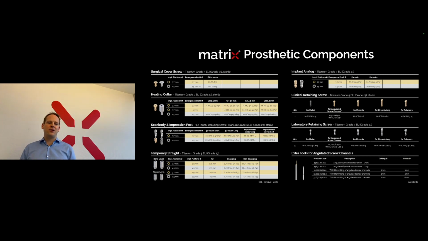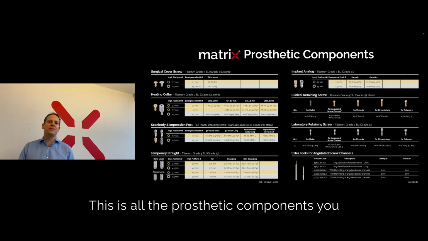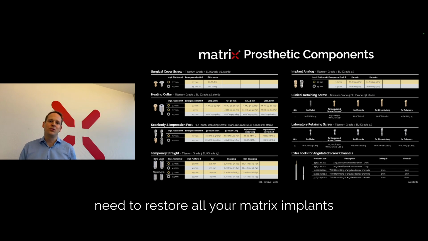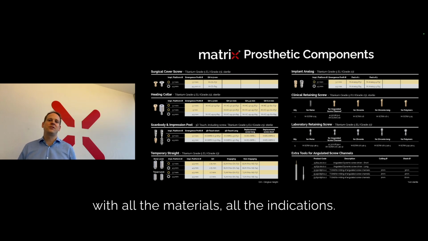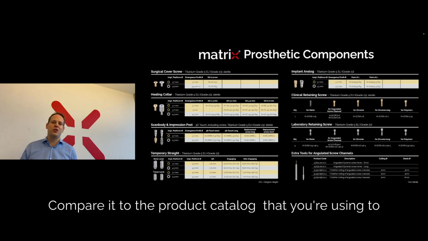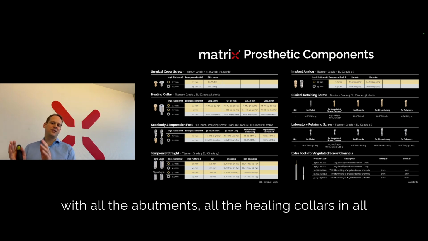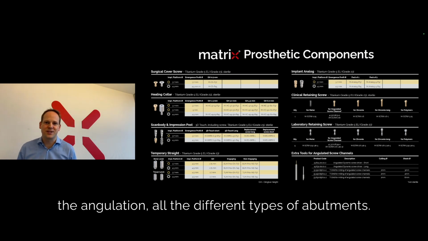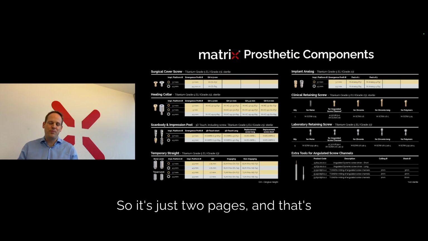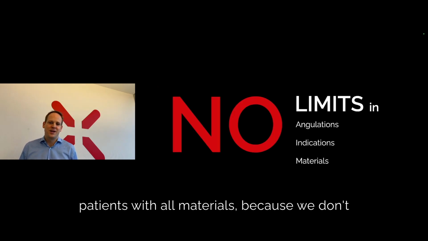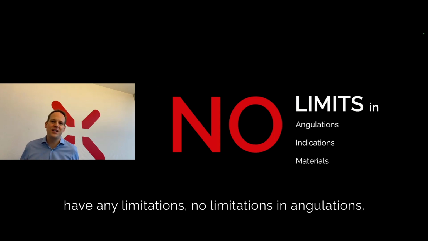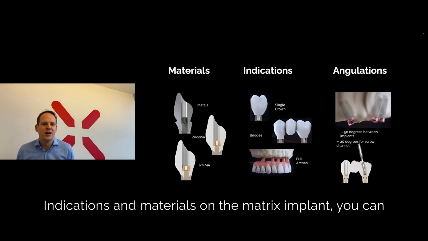This is our product catalog. It has 2 pages. This is all the prosthetic components you need to restore all your matrix implants with all the materials, all the indications. Compare it to the product catalog that you're using today with all the abutments, all the healing colors in all the angulations, all the different types of abutment. So it's just 2 pages, and that's all you need to restore all your patients with all materials, because we don't have any limitations. No limitations in angulations, indications, and materials.